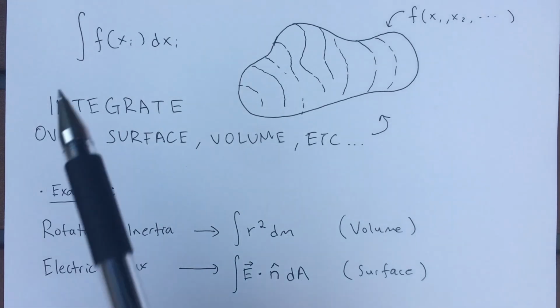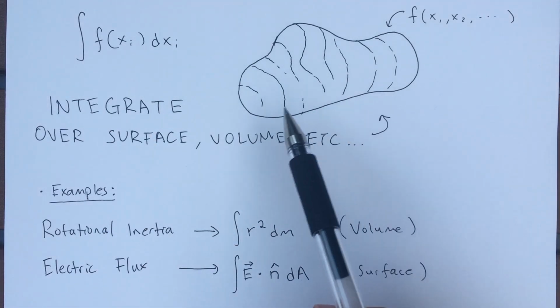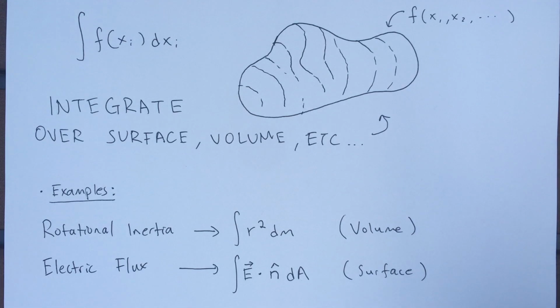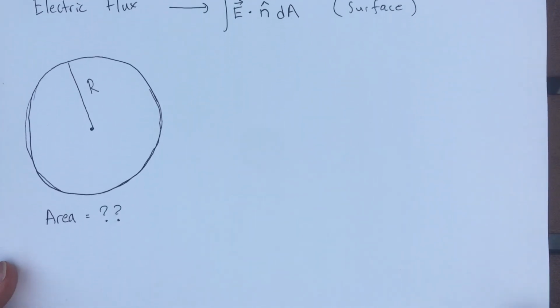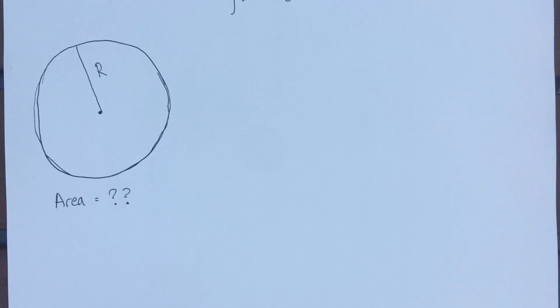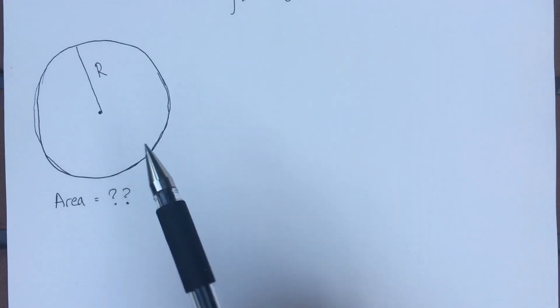Sometimes, if the function and the shape itself that we're integrating over can be parametrized in terms of one variable, and they have a nice symmetry to them, we can do these multivariable integrals using just one variable. And I'm going to showcase that technique in the next few videos. So let's start by attempting to find the area of a circle.